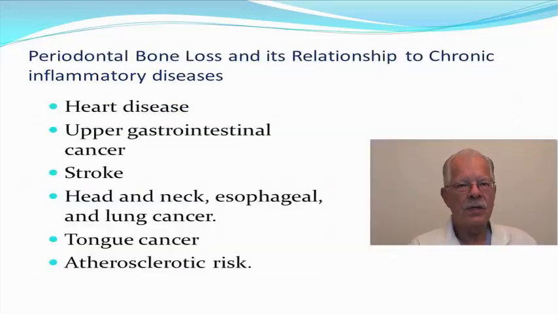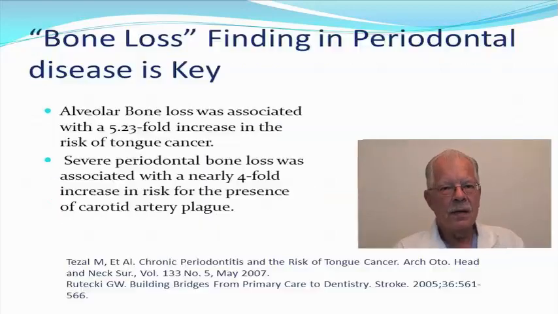So we're going to get into a little more detail on the periodontal bone loss finding and how it's related to chronic inflammatory diseases. We know in heart disease and upper gastrointestinal cancer and stroke, head and neck, esophageal and lung cancer, tongue cancer, and atherosclerotic risk. Alveolar bone loss was associated with a 5.23-fold increase in the risk of tongue cancer. Severe periodontal bone loss was associated with nearly a 4-fold increase in the risk for presence of cardiac artery plaque, and there are the references.